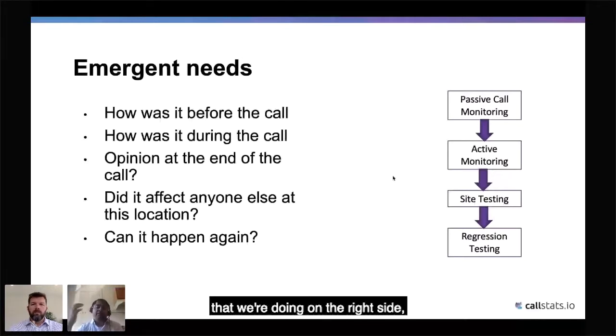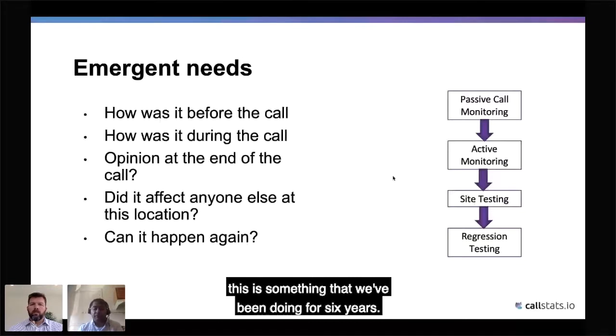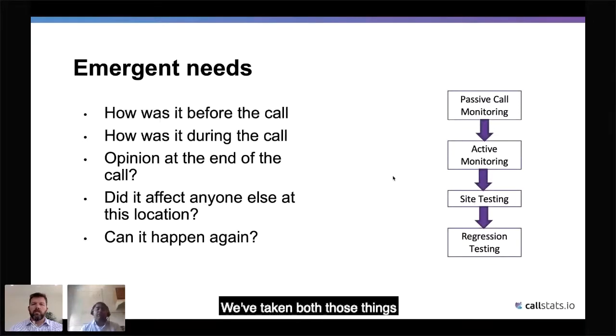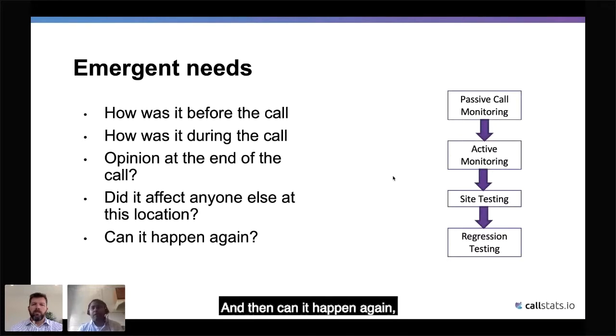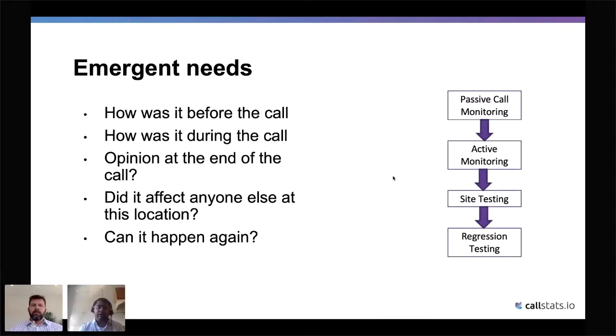And you can see a bunch of things that we're doing on the right side. So we do passive call monitoring. This is something that we've been doing for 6 years. Active monitoring, which is running tests in the background when the call is open, but no calls are being made. This we've been doing for 2-3 years. We've taken both those things and started to aggregate it as sites. Sites are places where people may come and work from. And then, can it happen again? So some kind of regression testing and some background tests around that.